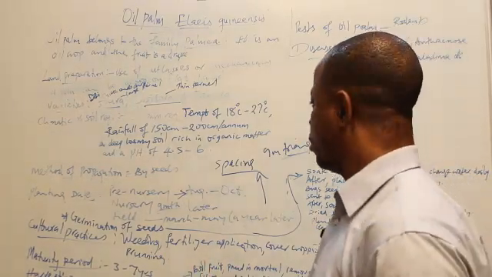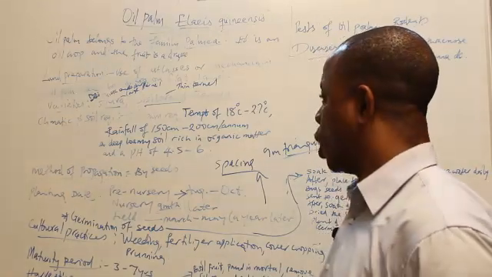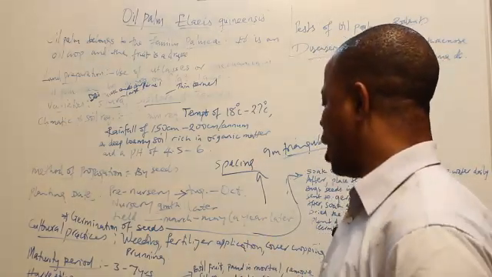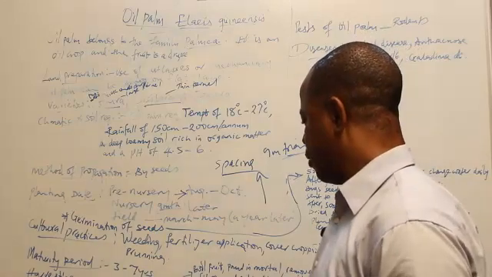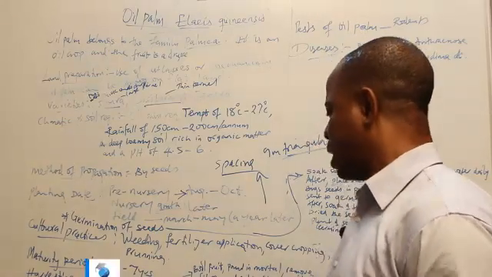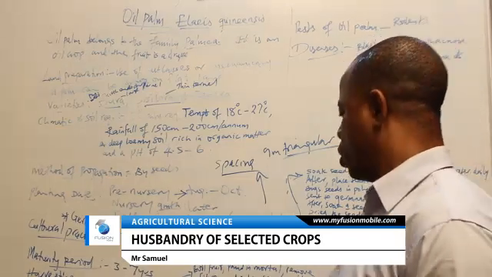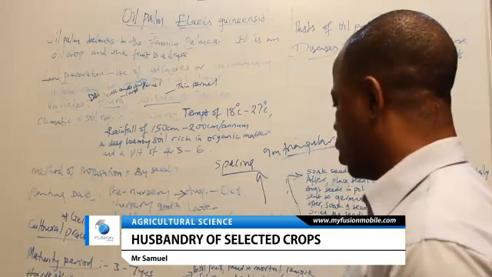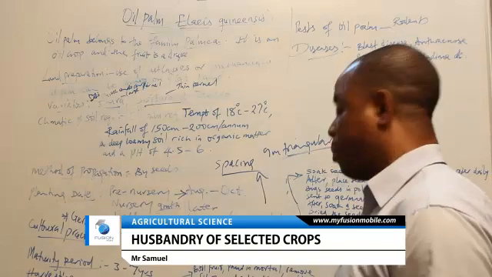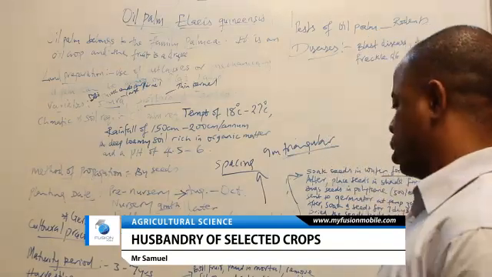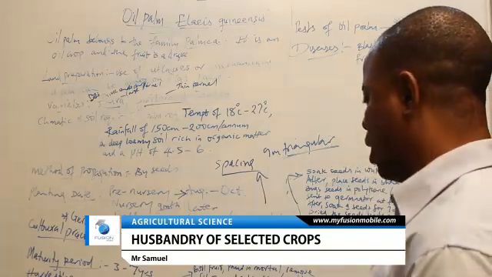Then pruning. Pruning is a process by which you remove the lower leaves, so that as the oil palm plant continues to grow, you remove the lower leaves so that they can form a good canopy of leaves on top. Maturity period is 3 to 7 years, depending on the species. Thereafter, you go and harvest.